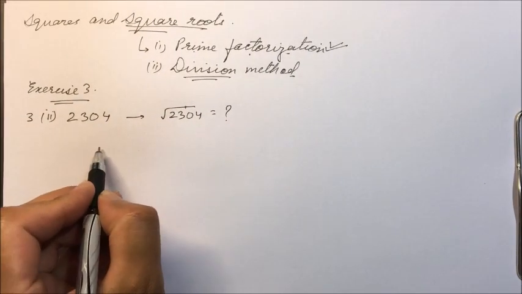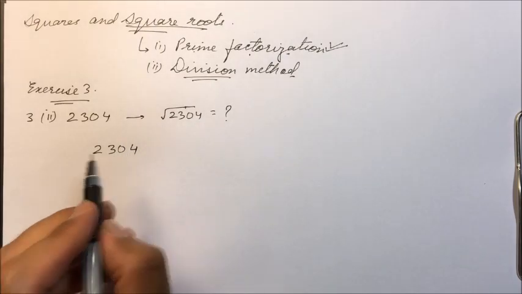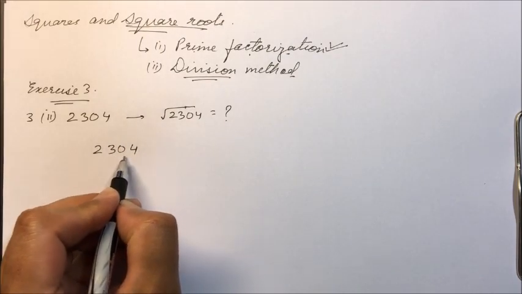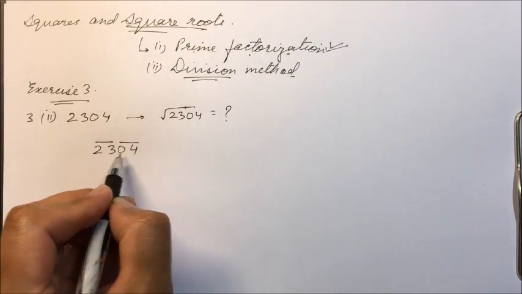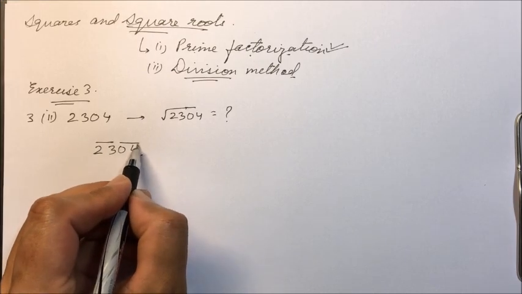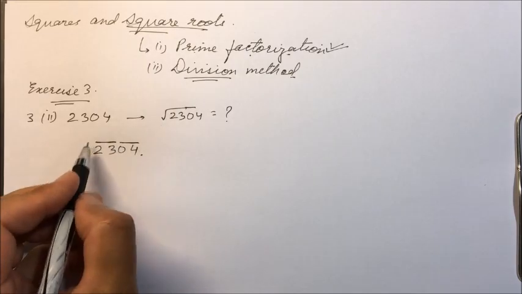First we will write the number 2304. Now we have to pair the digits. We will start from this side, from the right, so we pair the number from this side: one pair, second pair. We paired it.